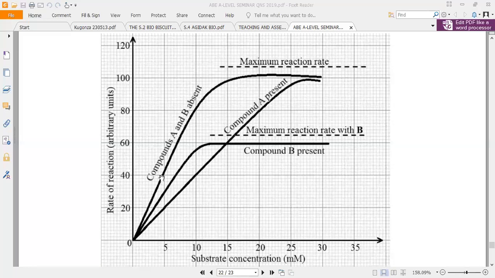So why is the rate of reaction still low at 5 molars? It is because the reaction is being limited by the substrate concentration. At this point, when the rate is low, it is the substrate concentration that is limiting our reaction. Then if we keep on increasing the substrate, we reach a time when our reaction reaches the highest maximum point. At that highest maximum point, it means that the substrate concentration is no longer a limiting factor.